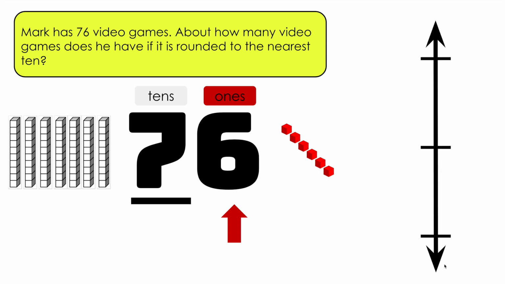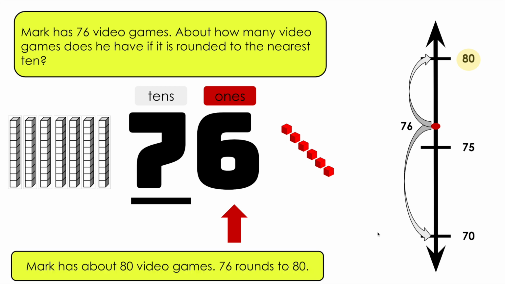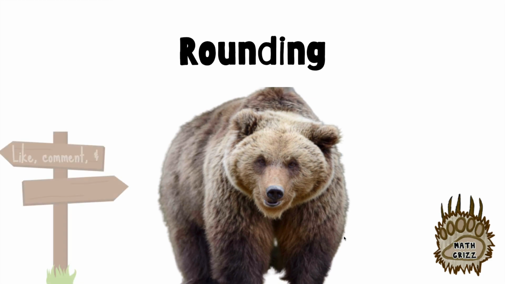Let's take a look at this number line. We have 70, 80. Halfway between 70 and 80 is 75. 76 falls about here. Let's take a look. We only need 4 more ones to get to 80, and we need 6 ones to be all the way back at 70. That means that 76 rounds to 80. Mark has about 80 video games.